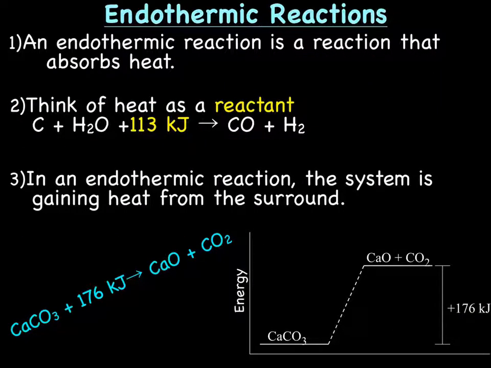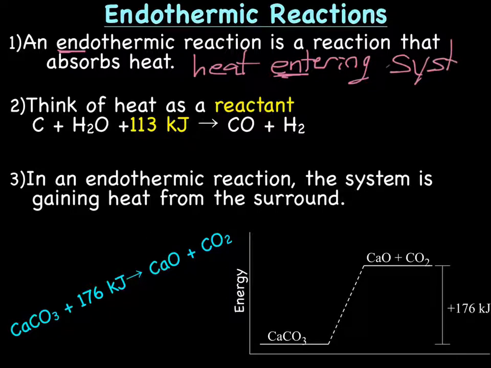Okay, on to endothermic reactions. An endothermic reaction is a reaction that absorbs heat. Endo, I think of that as heat entering the system. Okay, so I remember which one's which. So heat entering the system. You want to think of heat as a reactant. And here I put the actual heat energy, 113 kilojoules, as opposed to putting heat, either way. All right, so in an endothermic reaction, the system is gaining heat from the surround.